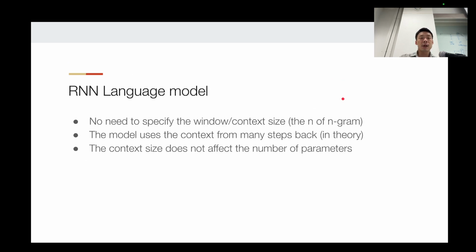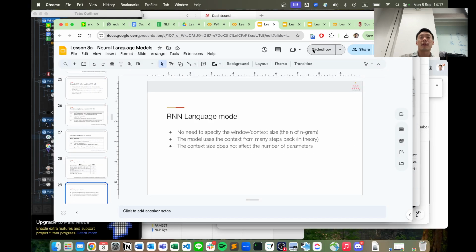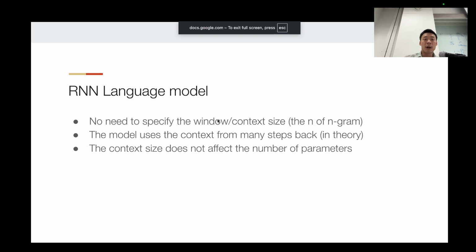So what we saw, let me finish this then. What we saw though is that we don't need to specify n at all, right? For the feed-forward language model, we still have to say how many words you want to look back. For RNN, there's no need.